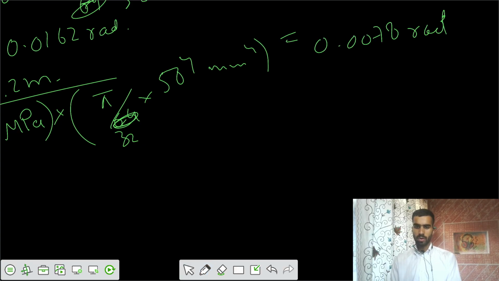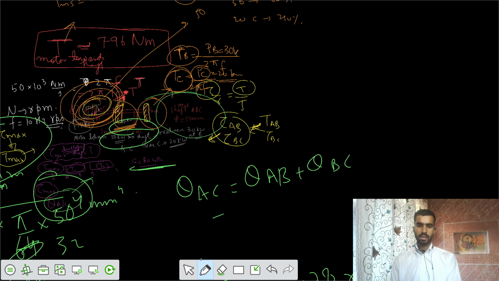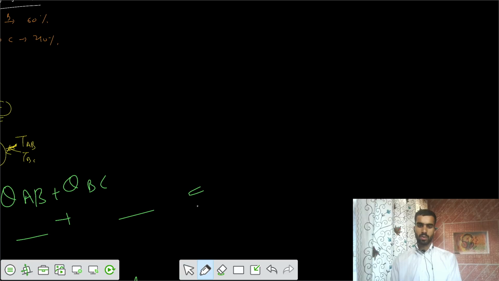And if you solve for the total theta between A and C, the question was saying get the value of theta between A and C, that is theta AC, that equals theta AB plus theta BC. Sum up those two, and you get the value of theta total equal to 0.0240 radian.